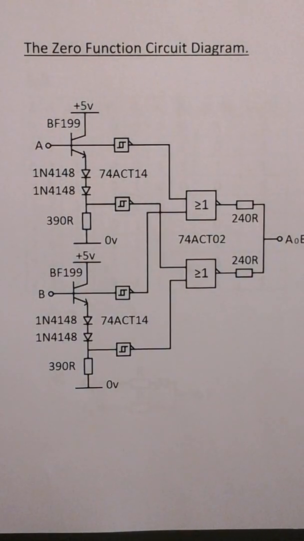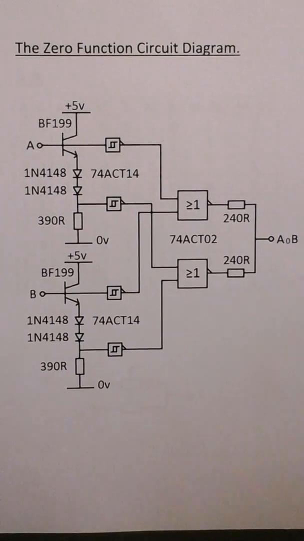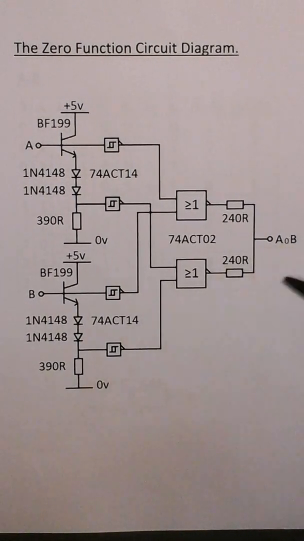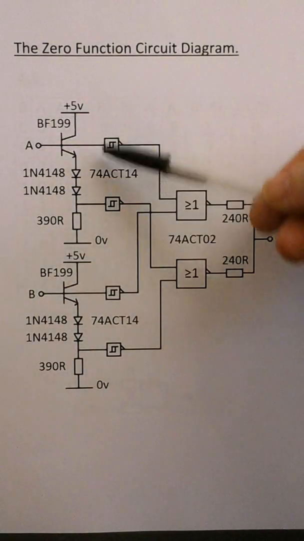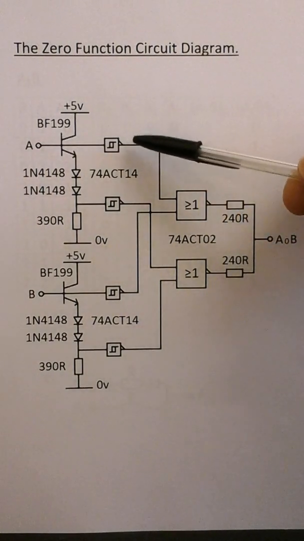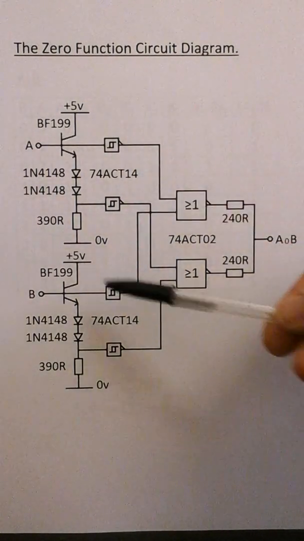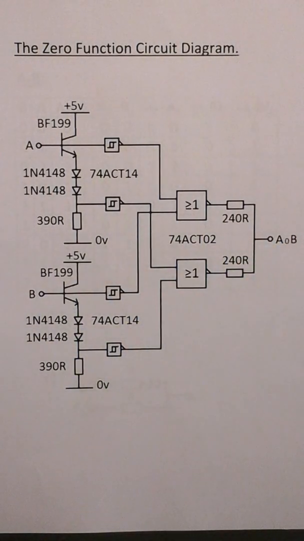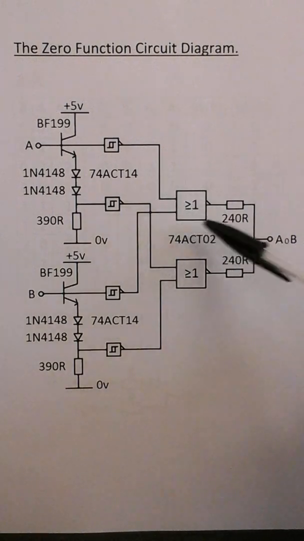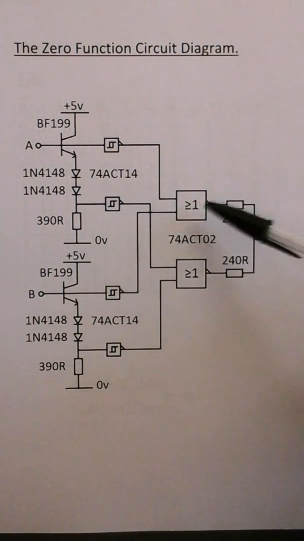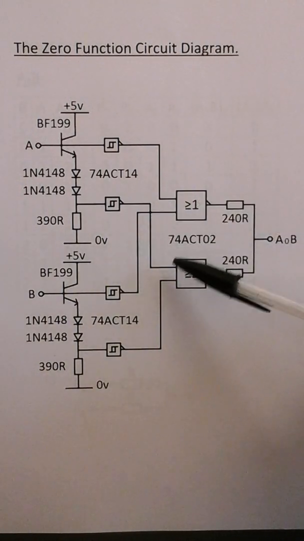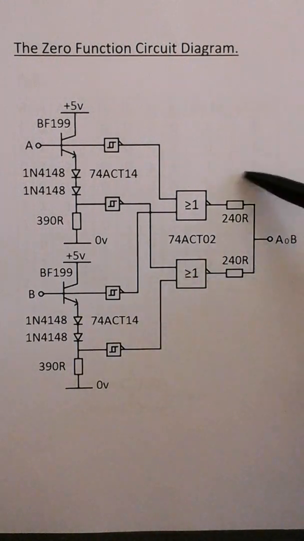Here we have the zero function circuit diagram. Here's the output here, A0, B. Inputs here, A and B. This transistor diode resistor network here converts A into the binary inputs A1 and A2. Similar here for B, B1 and B2. And this function here is not A1 NOR not B1. And this function here is not A2, NOR not B2. And these are 240 ohm resistors, which drive the ternary outputs.